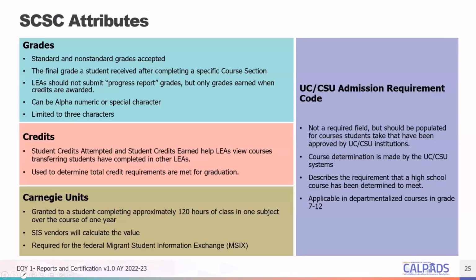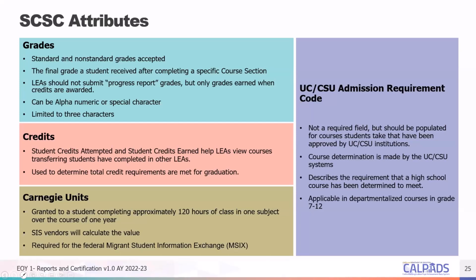All right, let's move into discussing the student course section completion record. This slide contains key fields or attributes in student course section completion records. And there are 4 key attributes to be mindful of when populating these records and reviewing the associated end of year 1 aggregate reports in CalPADS. Those key attributes are grades, credits, Carnegie Units, and CSU Admissions Requirements codes.